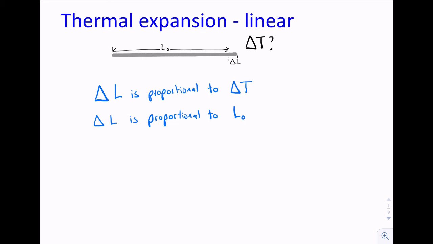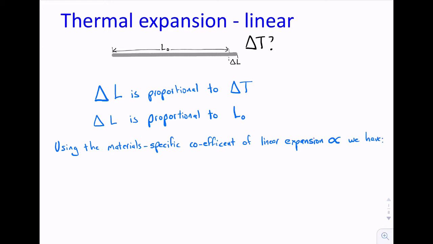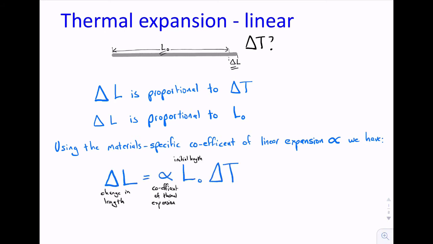So now we have that delta L is proportional to the original length, L naught, and the change in temperature, delta T. Now, in a similar way to how we generalize the equation for specific heat, we can now add a material-specific proportionality constant. In this case, it's called alpha. Alpha, written with the Greek symbol alpha, is called the coefficient of linear expansion. As an equation, we now have delta L equals alpha L naught delta T.